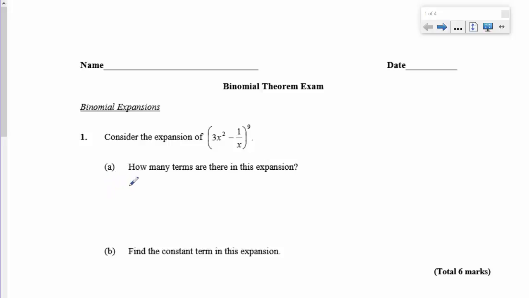Consider the expansion (3x squared minus 1 over x) to the power of 9. How many terms are there in this expansion? Well, what I'm going to do is a little table here. We'll create a sort of an expansion chart here.